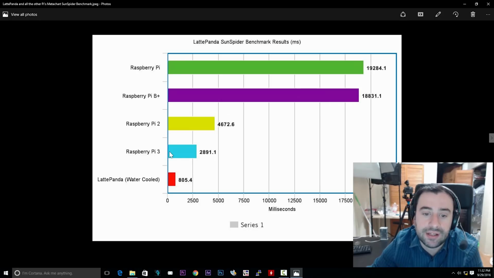Now let's go to the Raspberry Pi 3. I think it's like double the speed of the Raspberry Pi 2. It scored at 2,086.6, 891.1. That's how many milliseconds it took to complete the benchmark.